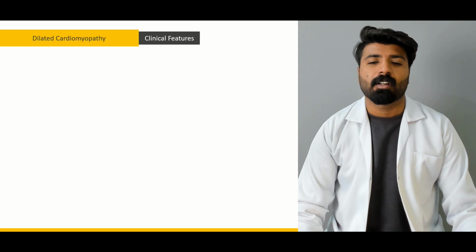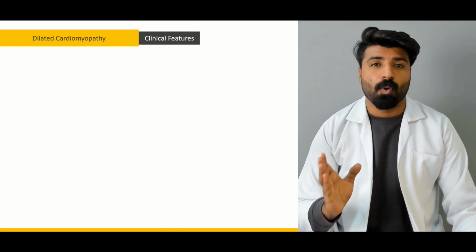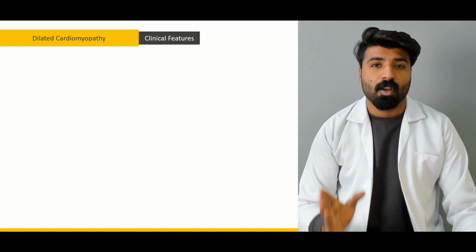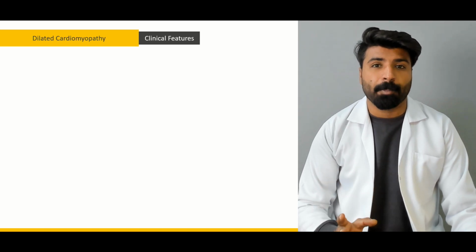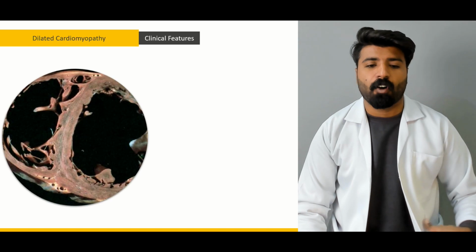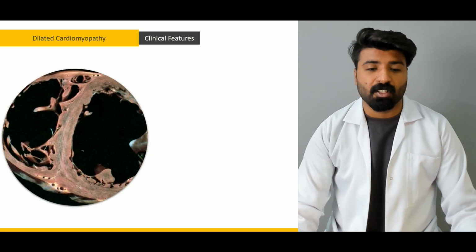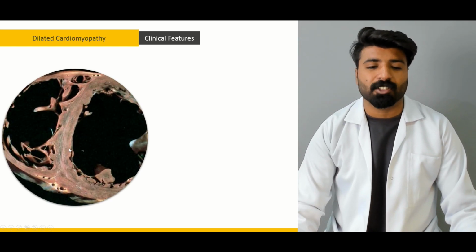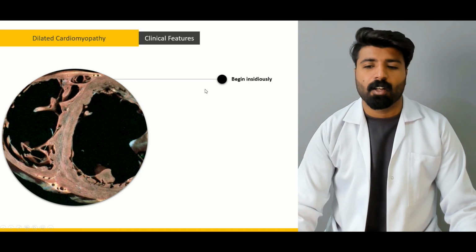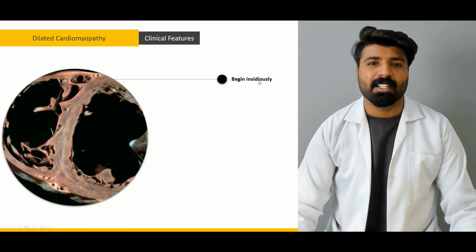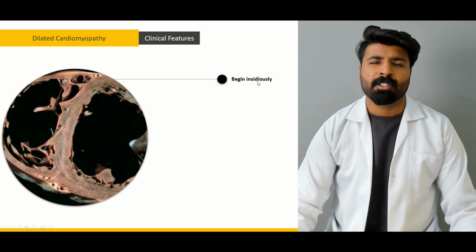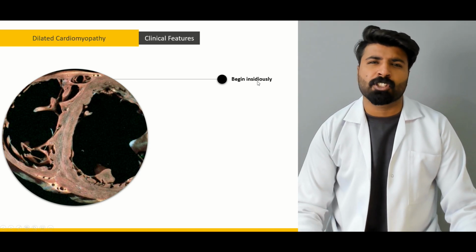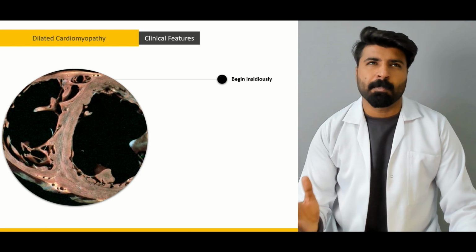Next on, we have clinical features of dilated cardiomyopathies. What features will the patient present to you with who is suffering from dilated cardiomyopathies? First of all, we just talked about this structure. This is dilated cardiomyopathy. These walls are thin. These chambers are huge. First of all, it begins insidiously. It means there won't be any predisposition to it. There won't be any symptoms to it.